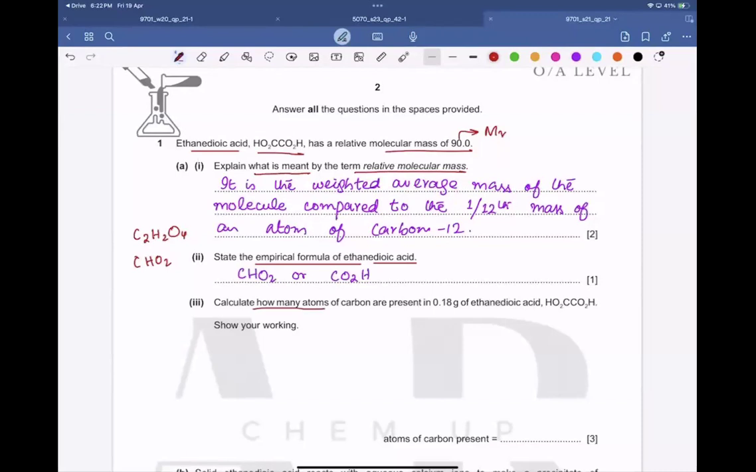Now, calculate how many atoms of carbon are present in 0.18 gram of ethane dioic acid. Show your working. Okay, so basically this part is very easy if you see. They have provided you the mass, the MR, and in the formula, how many carbon atoms are there? Two carbon atoms are there, right?